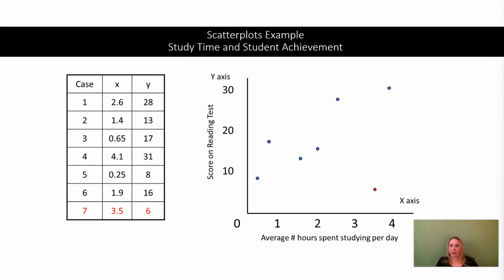Here we have a scatter plot where we're looking at reading test scores versus the average number of hours spent studying each day. So after we prepare the scatter plot of the data, we see that case 7 is visually separated from the rest of the data points. And it would be very likely that this value right here is going to be an influential data point when we prepare our regression model.